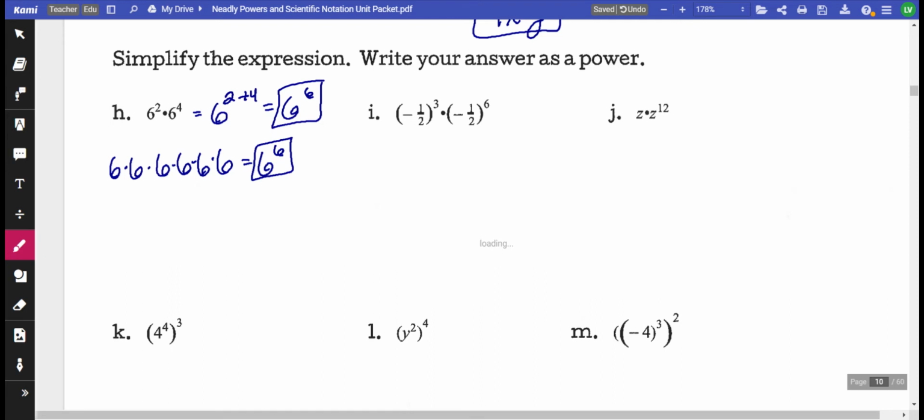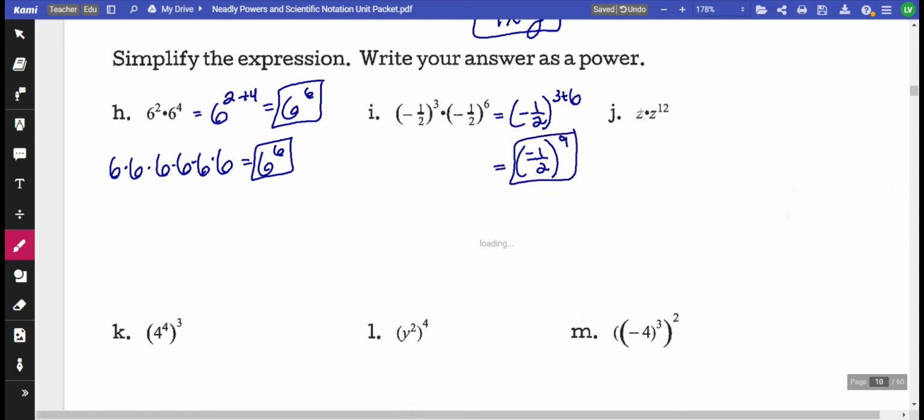All right, letter I, same idea. You have the same base, so I'm going to keep the base of negative 1/2, and I'm going to add the exponents. 3 plus 6. It's quantity negative 1/2, all raised to the 9th power. Again, you can expand it out if you would prefer.